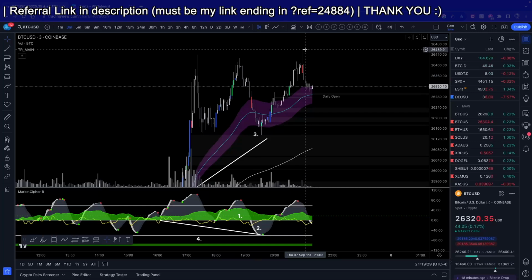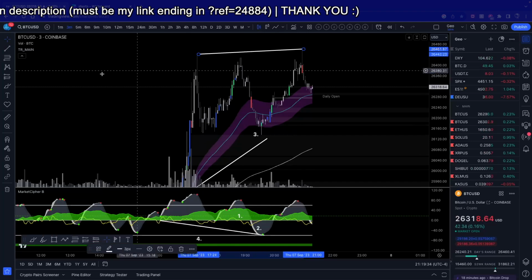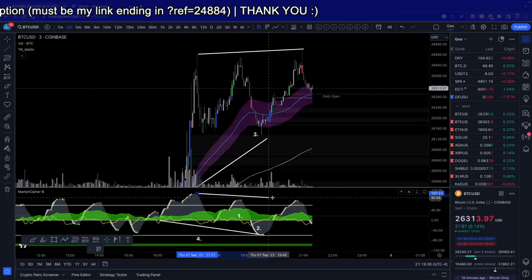So here, because this was a high, we have clearly a bearish divergence, right? We made a new high. We had a bearish divergence with the momentum.